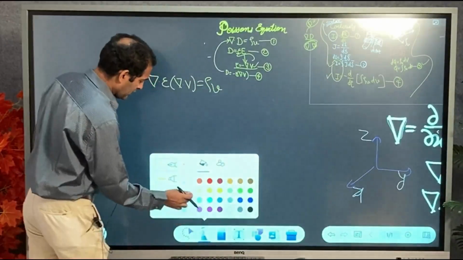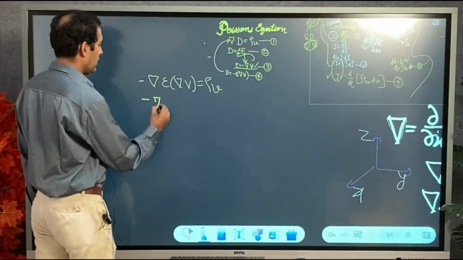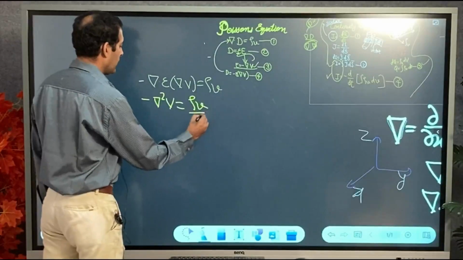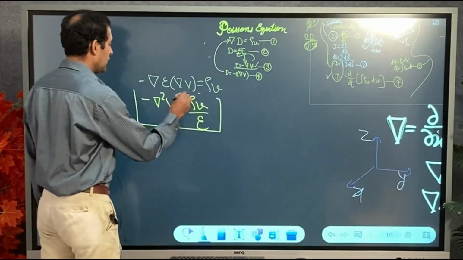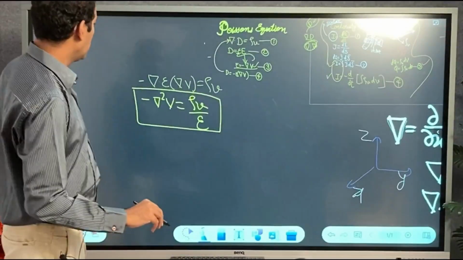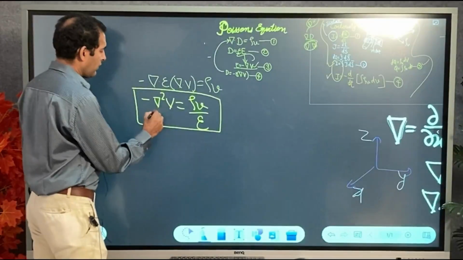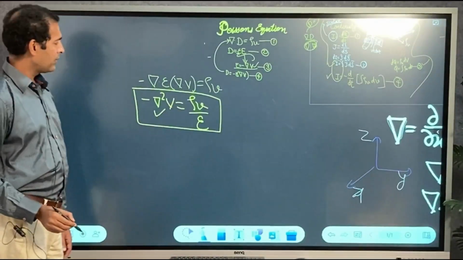In simplification, we can write it as minus del square V is equal to rho V divided by epsilon. This expression is nothing but Poisson's equation. Now this is Poisson's equation, which says that the Laplacian of voltage is equal to minus rho V by epsilon.